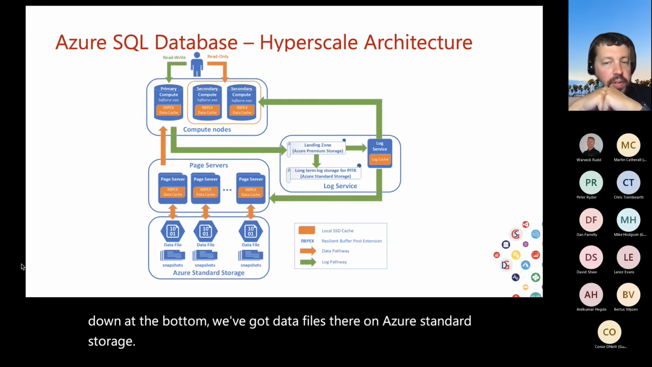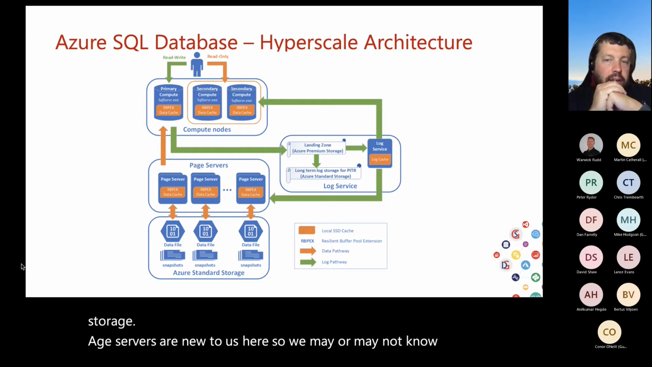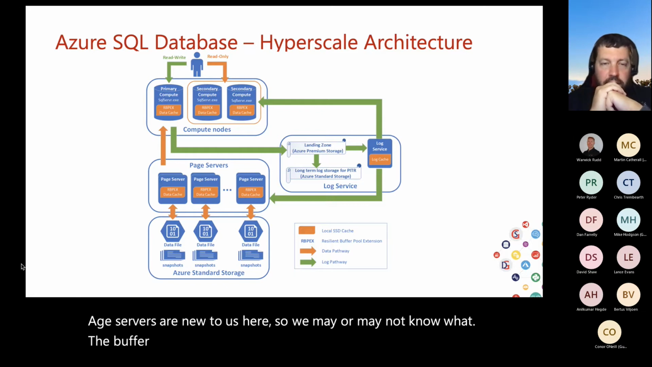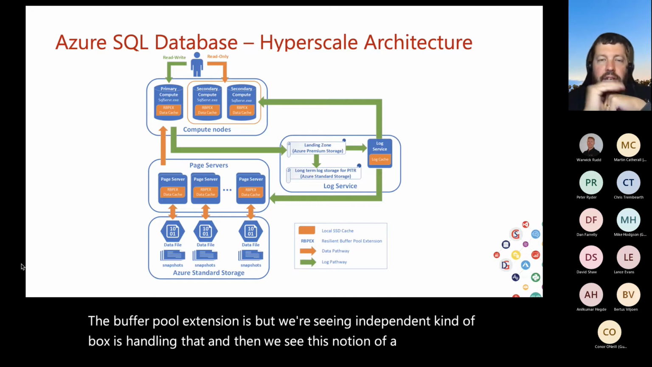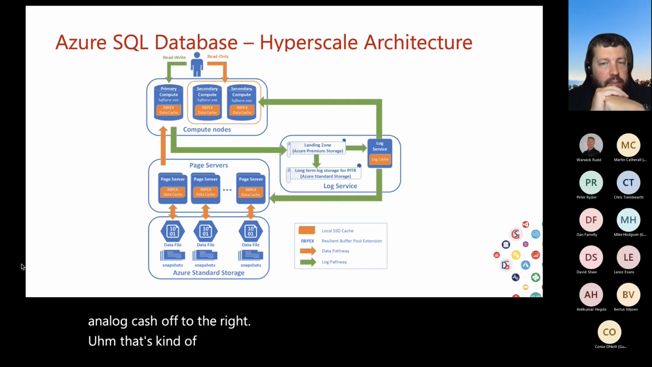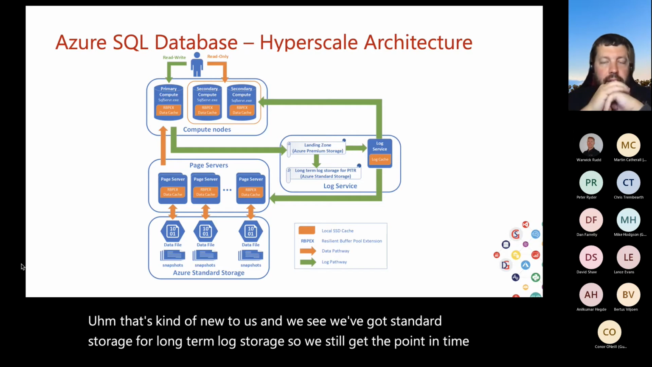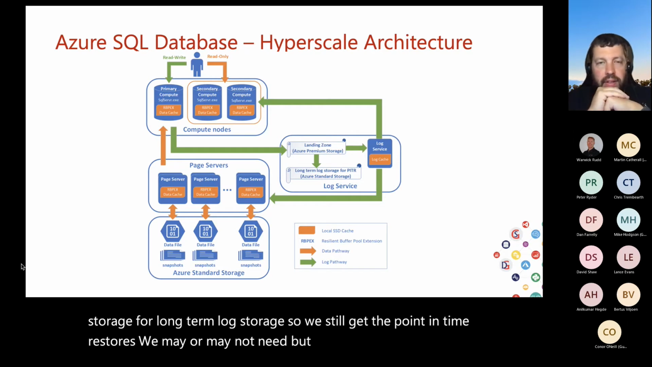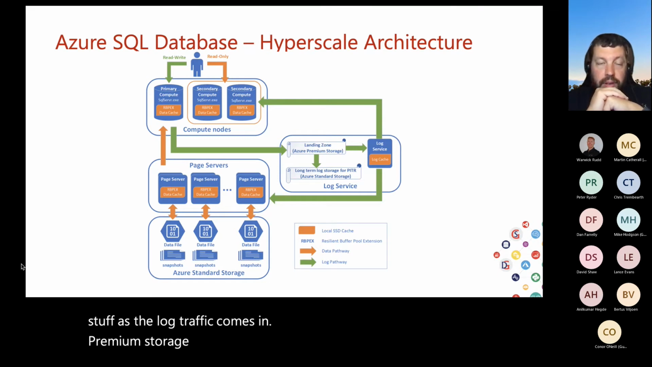Page servers are new to us here. So, we may or may not know what the buffer pool extension is, but we're seeing independent kind of boxes handling that. And then we see this notion of a log service and a log cache off to the right. That's kind of new to us. And we see we've got standard storage for long-term log storage. So we still get the point in time restores we may or may not need. But the landing zone for this stuff, as the log traffic comes in, premium storage. It's really fast, really, really cool.